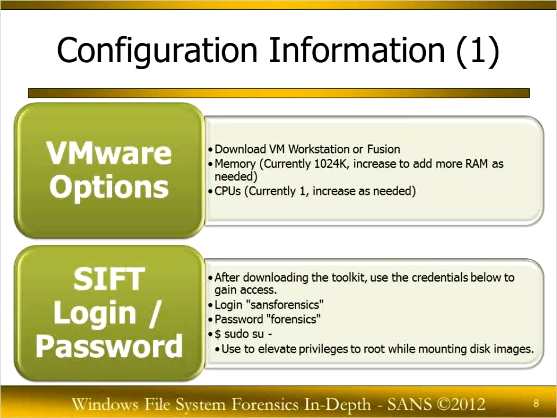When you initially install the SIFT Workstation from the VMware side, the memory is currently pegged at 1 gigabyte, and the CPUs are 1 CPU. So from the start, if you want to increase the capabilities of the SIFT, you can increase the memory and increase the number of CPUs.